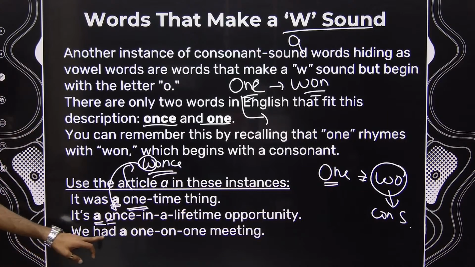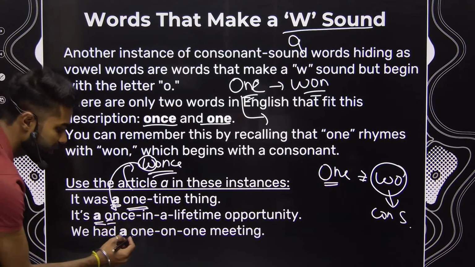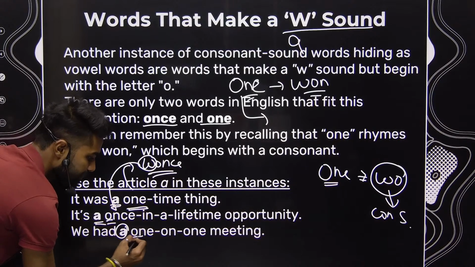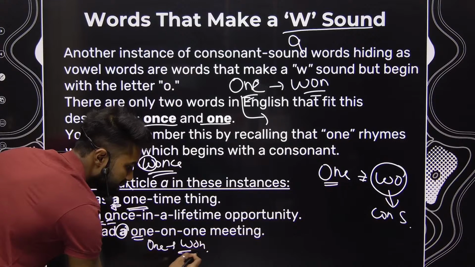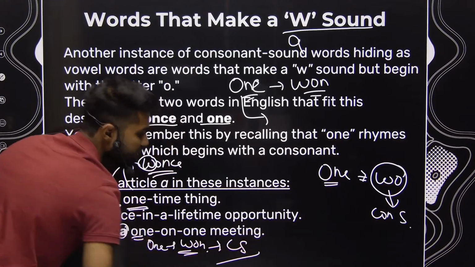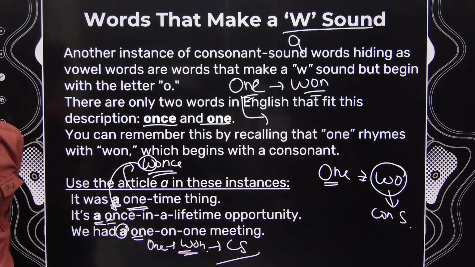All right. And we had a one-on-one meeting. See, a one-on-one. Why a? Because this one is pronounced as one, and this one is a consonant sound. That's it. So this is what you have to keep in your mind. Clear?